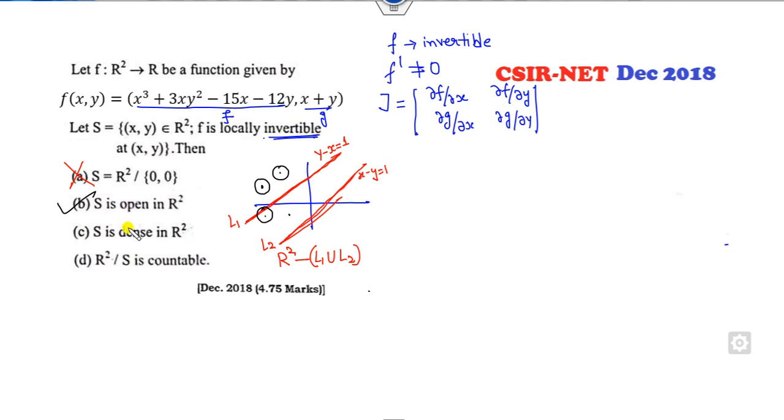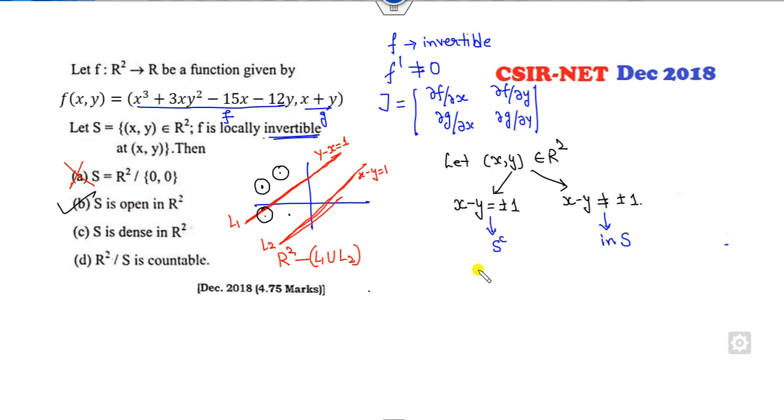How can you prove that S is dense in R2? If I choose any value in my R2, what does it mean? Either the difference is plus or minus 1, or the difference is not equal to plus or minus 1. If the difference is not equal to plus or minus 1, then this set is in S. Otherwise, it is in the S complement. What does it mean?